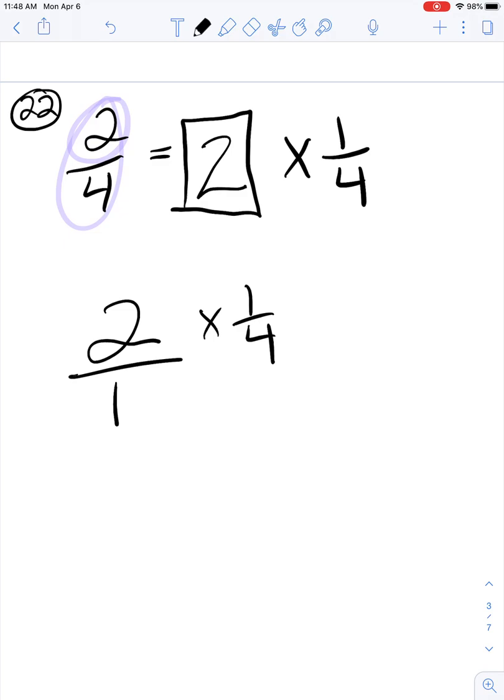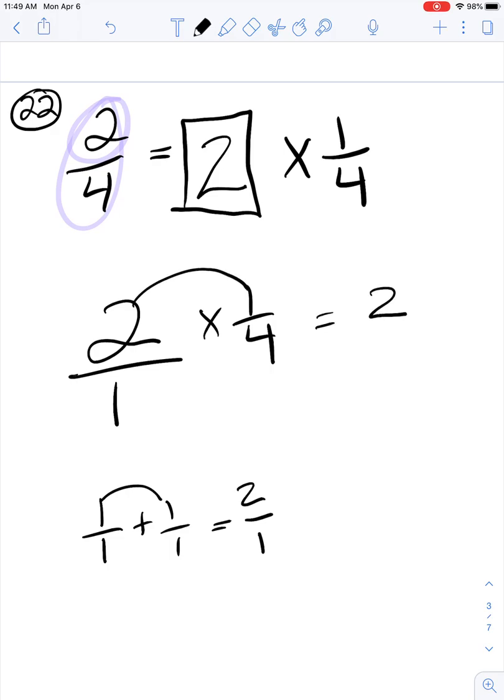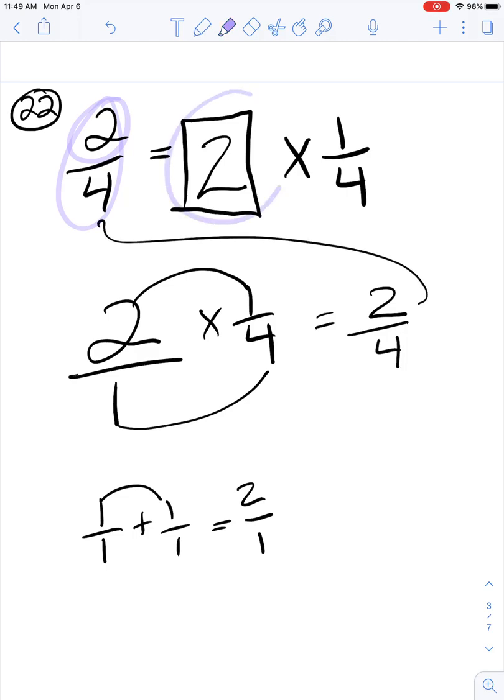Under every whole number, we can put a 1. Because remember, if I did 1/1 plus 1/1, our denominator is the same, we keep it the same. Numerators add, that's 2 over 1, which is 2 wholes, okay? So when we multiply, we take our numerator times our numerator and our denominator times our denominator. So we start back with our original. So our answer is our whole number 2.